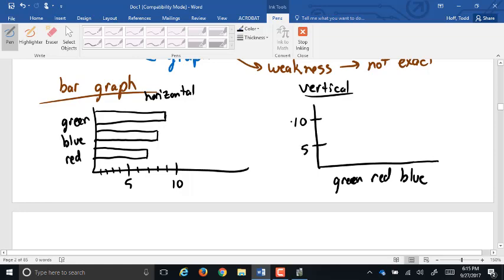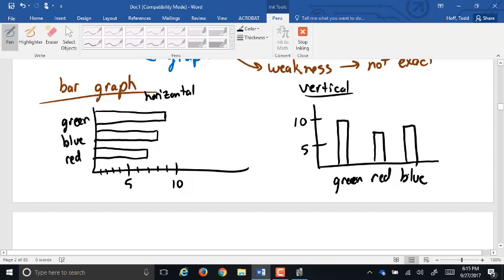We don't have to label the axis by ones. I can label it by 5s or 10s or whatever. Here, I probably should have labeled it by ones, but I'm making a point. Green is 9. Red is 7. Blue is 8.